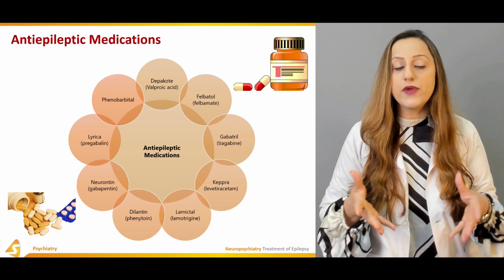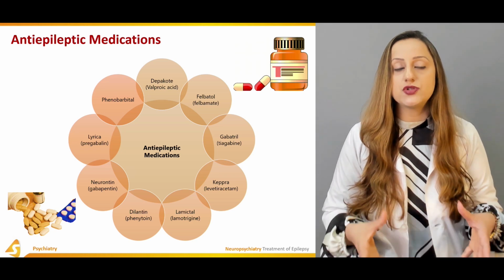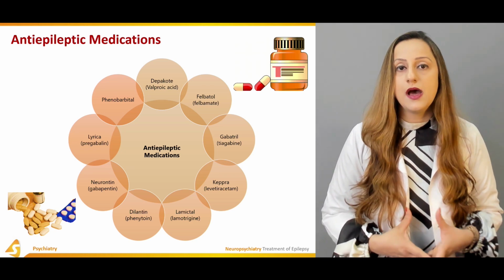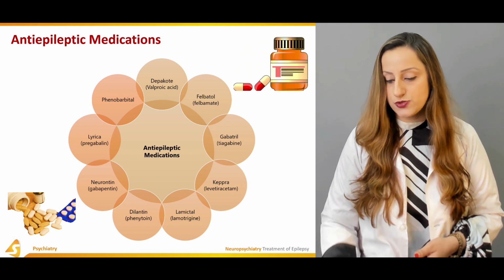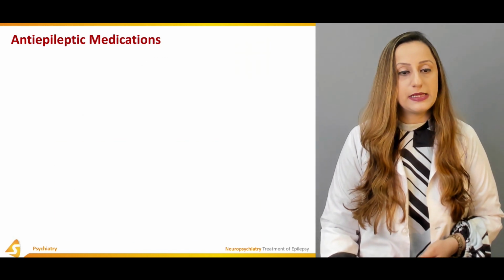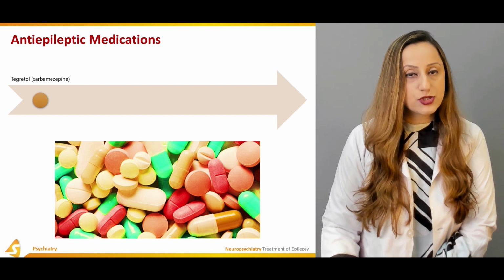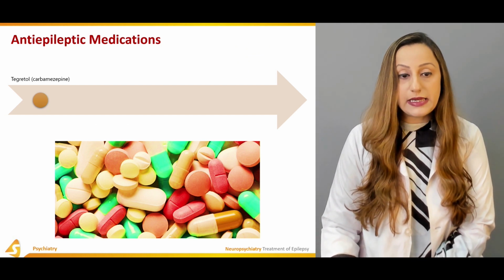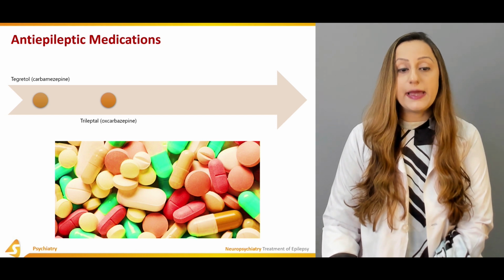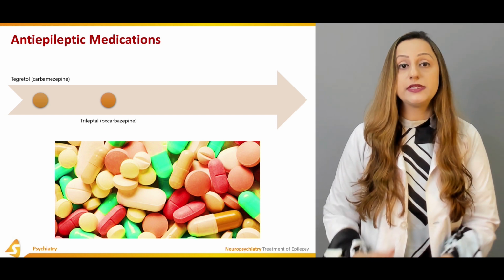So these are the range or the different variants of the medications that are available for use in individuals who are suffering from epilepsy. Now, when we move on to Tegretol, that is basically carbamazepine, and then we have Trileptal, which is prescribed in a lot of individuals.